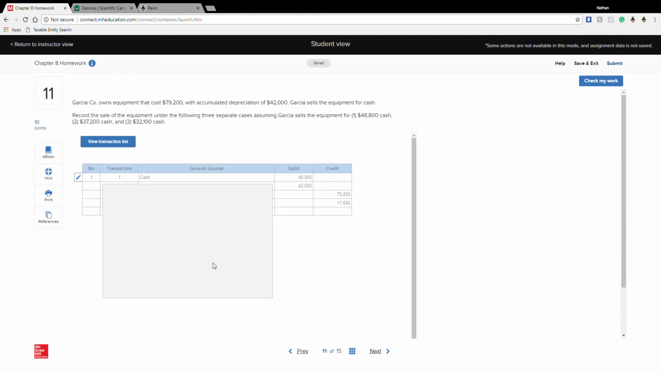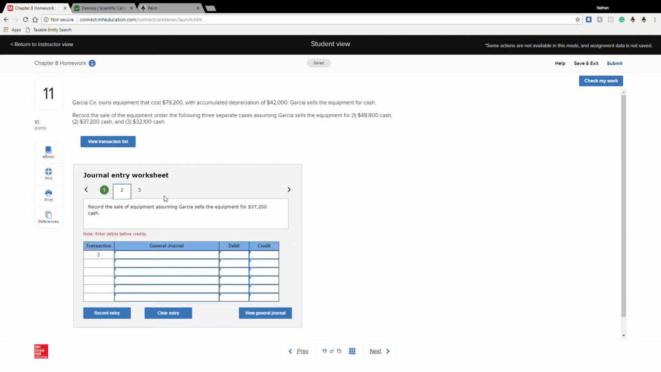So let's take the second scenario. It has lost more money, but it's still basically the same journal entry. Cash, 37,200. Accumulated depreciation, 42. And then equipment of 79,200. Okay, so let's add these two together.